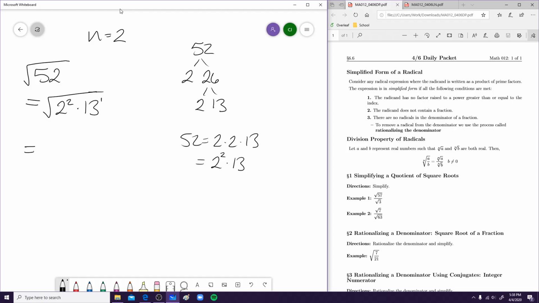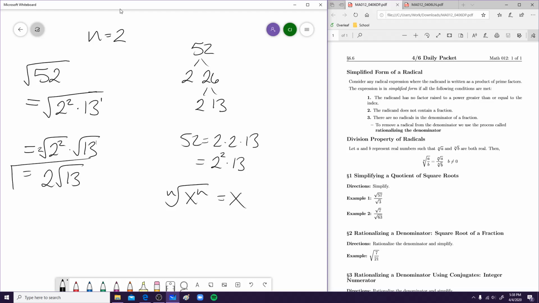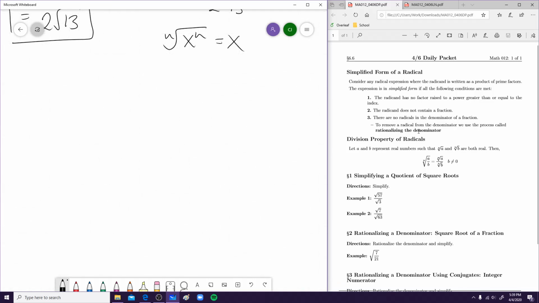And then using this property, the nth root of x to the n is x. So the square root of 2 squared, first I'm getting ahead of myself here. Let's use the multiplication property. This becomes the square root of 2 squared times the square root of 13. What is the square root of 2 squared? That is 2. And for 13, since there's a 1 here, and 1 is less than 2, we know 13 is as simplified as it can get. So this is 2 square root of 13. So let's do another example, just one more, so you can let it sink in.